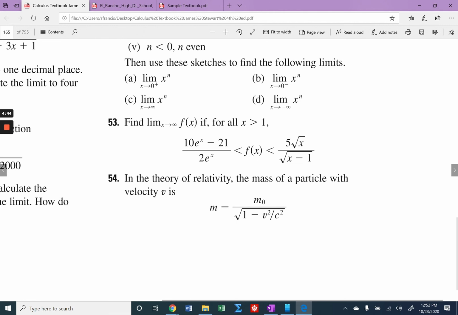Actually, I'm going to tell you, you're going to get the same limit if you do it right. If you don't get the same limit, you've made a mistake. Go back and figure it out. But that's how you're going to do 53.